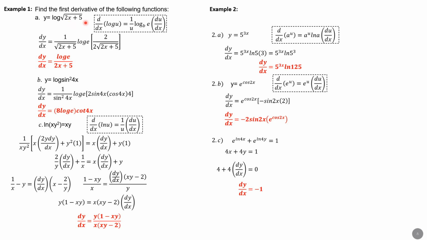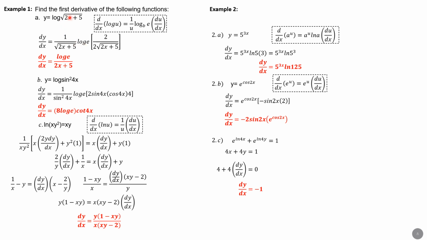So remember the derivative with respect to x of log of u, where u is the square root of 2x plus 5, is 1 over u log to the base b of e, then derivative of u with respect to x. So imagine that square root of 2x plus 5 is the u. So derivative of y with respect to x is 1 over square root of 2x plus 5 log of, because that's log to the base 10 understood, of e.